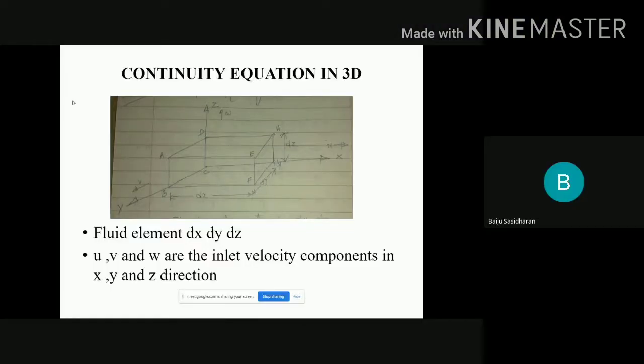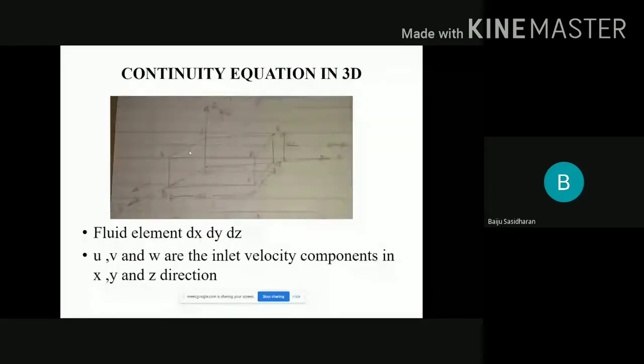So next one is the continuity equation in 3 dimensions. Already we discussed one-dimensional flow studies, two-dimensional flow studies, and three-dimensional flow studies. So in order to derive the continuity equation in 3D, first of all, we have to consider a small three-dimensional fluid element.